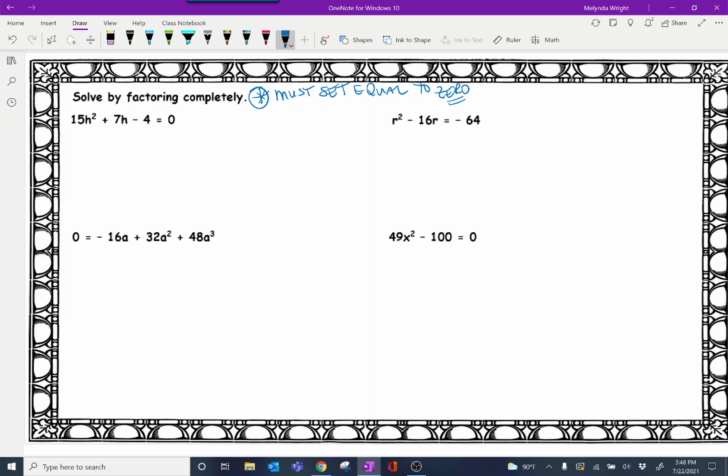You have to get 0 on one side by itself. If you don't, then it's just not going to help you to factor. I've seen so many times students try to factor, like move the 4 over and then factor an h out, and then what happens? I mean, nothing. You can't do anything.